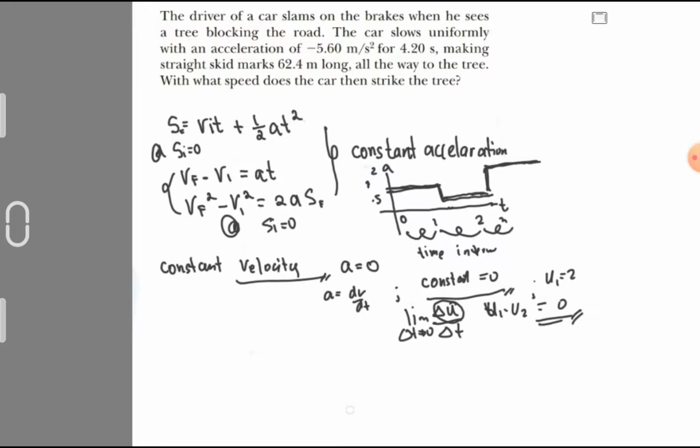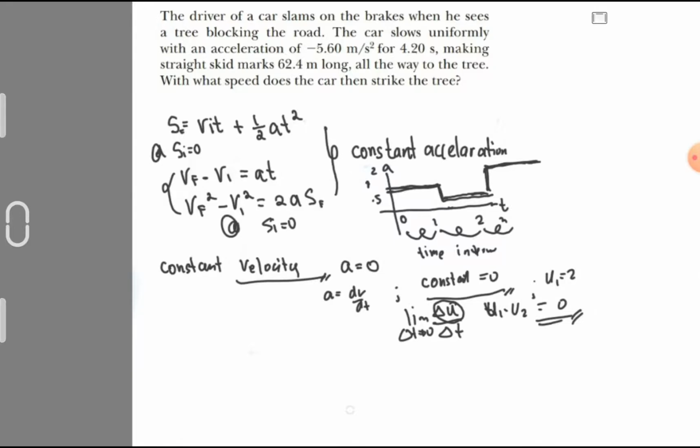The driver of a car slams on the brakes when he sees a tree blocking the road. The car slows uniformly with an acceleration of negative 5.6 meters per second squared for 4.2 seconds, making straight skid marks 62.4 meters long all the way to the tree. With what speed does the car then strike the tree?